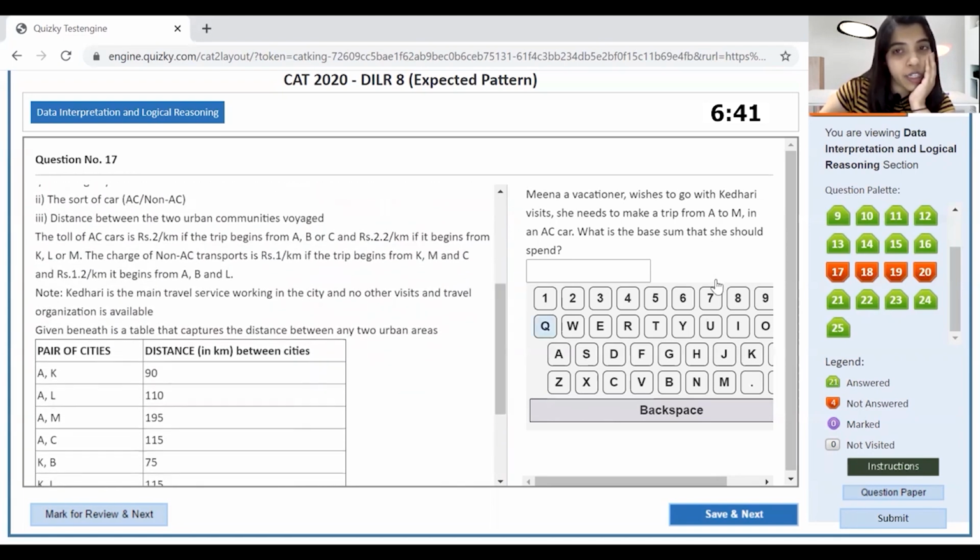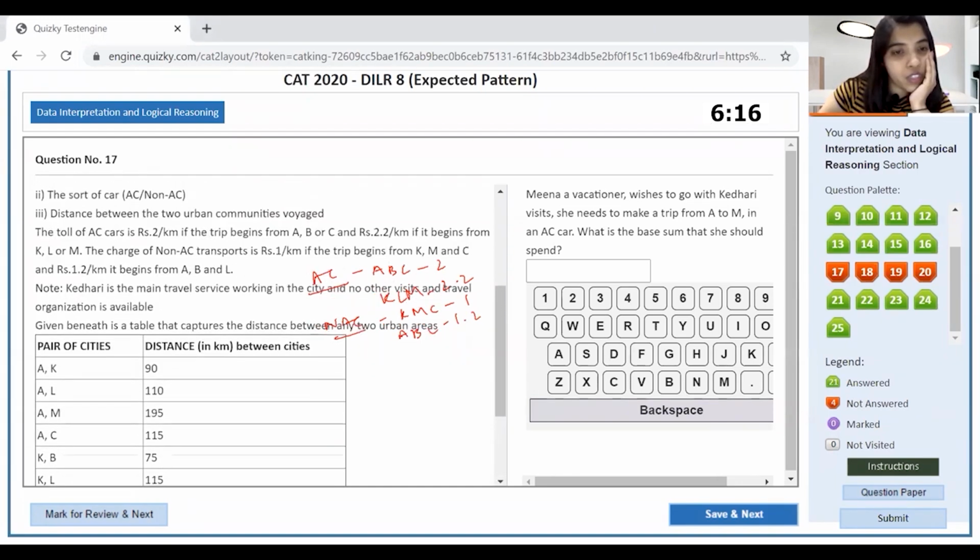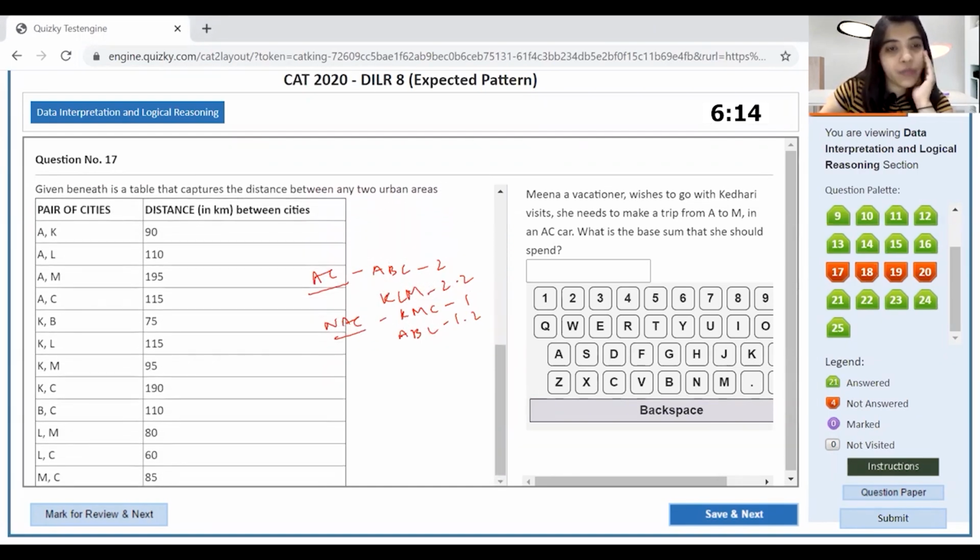Fine, let's just start writing our data. So we have AC cars, ABC, it is 2, KLM, it is 2.2. And non-AC is KMC is 1 and ABL is 1.2, right? Then we have the different distances between different cities. Fine. So let's just go question by question.